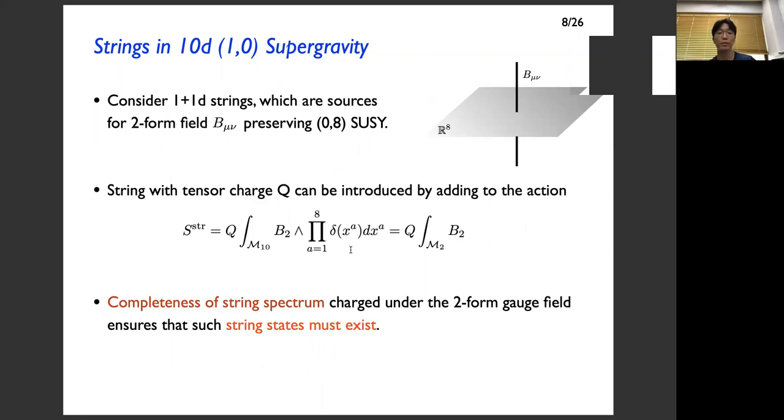And this string state must exist in the spectrum of the supergravity theory because of the completeness conjecture in the Swampland program. Okay. Strings are charged objects under the two-form gauge field. So by the completeness conjecture for this two-form gauge field, this string state should exist. Okay. So in this talk we'll always assume this completeness conjecture for the string states. So such a string should exist in this talk.